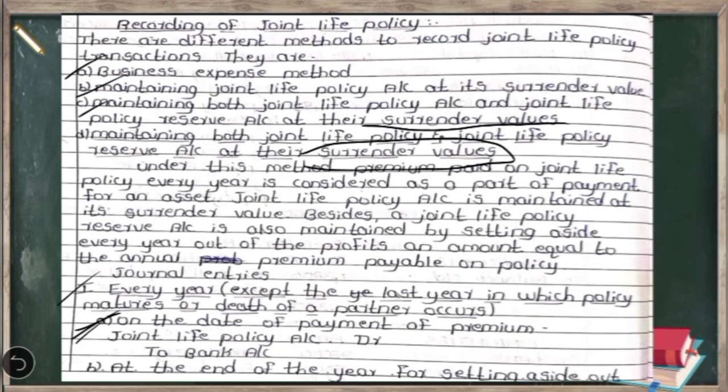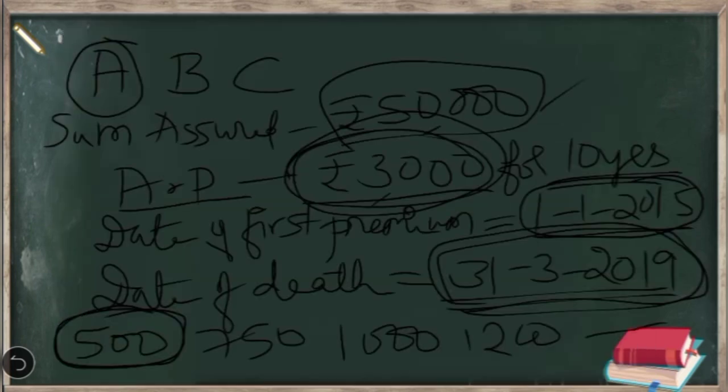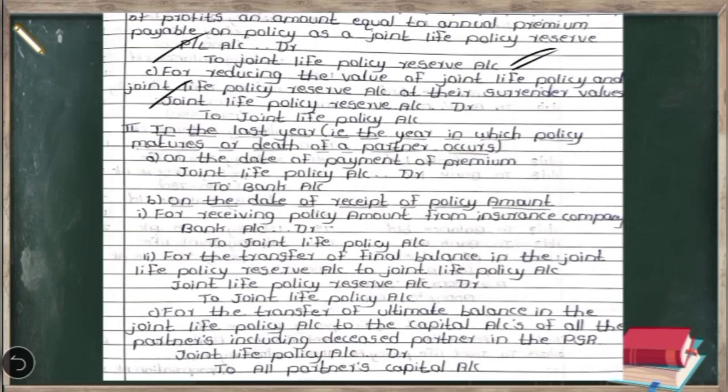First entry will be passed on the date of payment of premium, that is joint life policy account debit to bank account. The second entry will be passed at the end of every year to make appropriation of profit by passing the entry profit and loss account debit to joint life policy reserve account. And in the third entry, we are going to reduce both the accounts, that is joint life policy account as well as joint life policy reserve account at their surrender value by cancelling the excess amount which we find in those two accounts. Okay, so this is regarding the first set of entries.